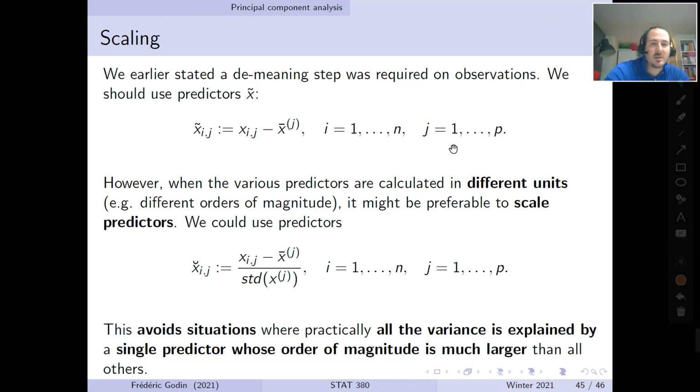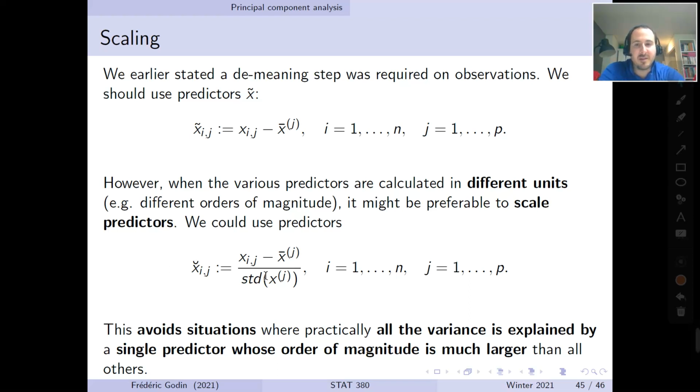Okay, so basically this would entail defining new predictors x tilde. I'm not sure how this accent is called. So x tilde ij, the new data set, is basically the original data minus the sample mean. So this is centering the data, but not only should we center it, often we should divide each data point by the standard deviation of the associated predictor so as to ensure that all the predictors in the data set are of similar magnitude.